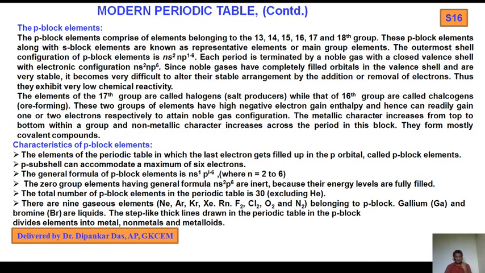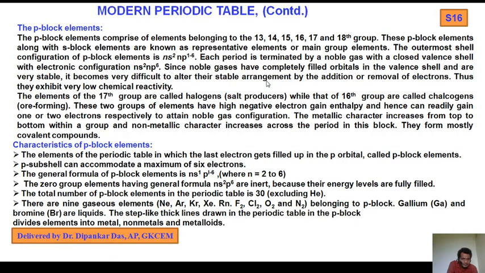So what are the features of p block elements? The elements of the periodic table in which the last electron gets filled up in the p orbital. So the last electron should enter the p orbital simply. P subshell can accommodate a maximum of 6 electrons. Why? Because it has 3 degenerate orbitals, px, py, pz. So you know each orbital contains a maximum of 2 electrons. According to Hund's rule, electrons first fill up singly, then pair up if available.